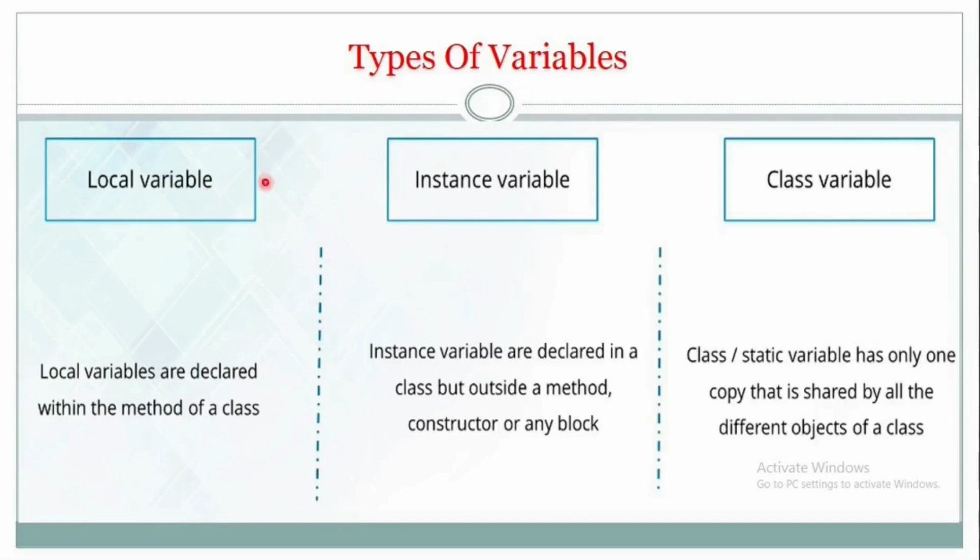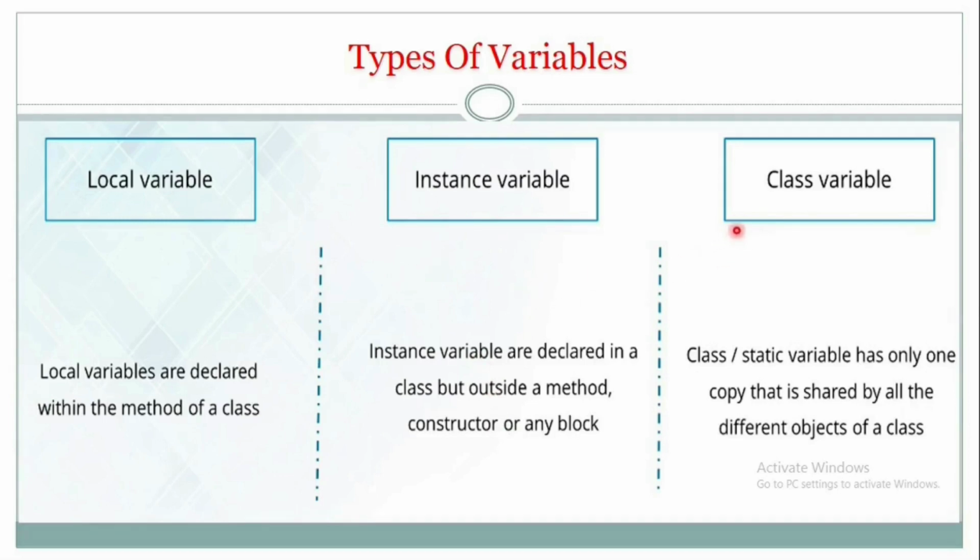Now we'll learn about the types of variables in Java. There are 3 types of variables in Java: local variable, instance variable and class or static variable. What is a local variable? Local variables are declared within a method, constructor or a block of code, and their visibility is only within that block of code or method. What is an instance variable? Instance variables are declared inside the class but outside a method, constructor or a block of code. By default the instance variable value is 0.